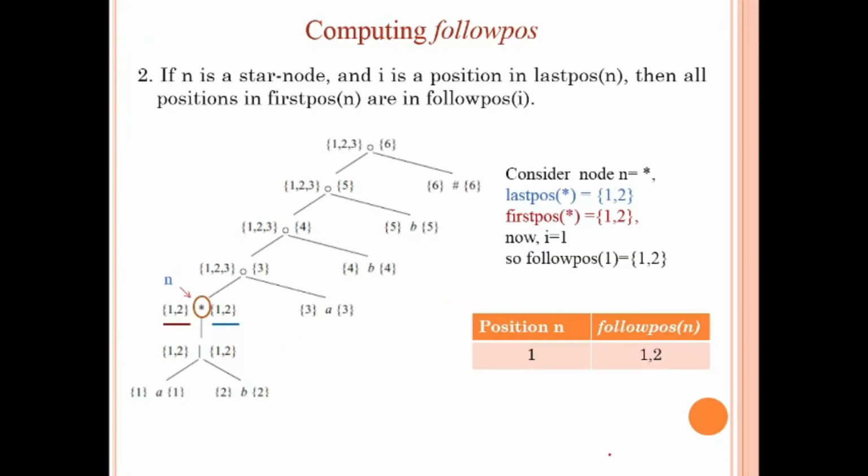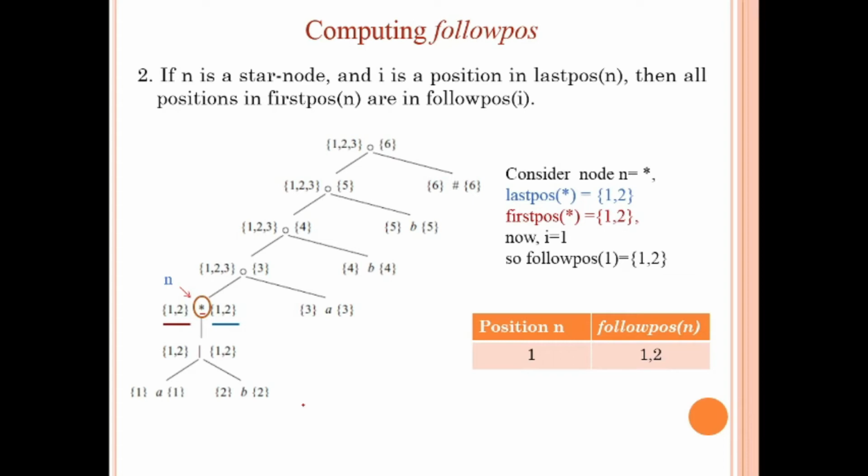Now we will find out the follow position. Follow position is applicable only to the concatenation node and the star node. Now let's consider this as the star node. The rule for the star node says that if n is a star node and I is a position in the last position of n, then all positions in the first position of n are in the follow position of I.